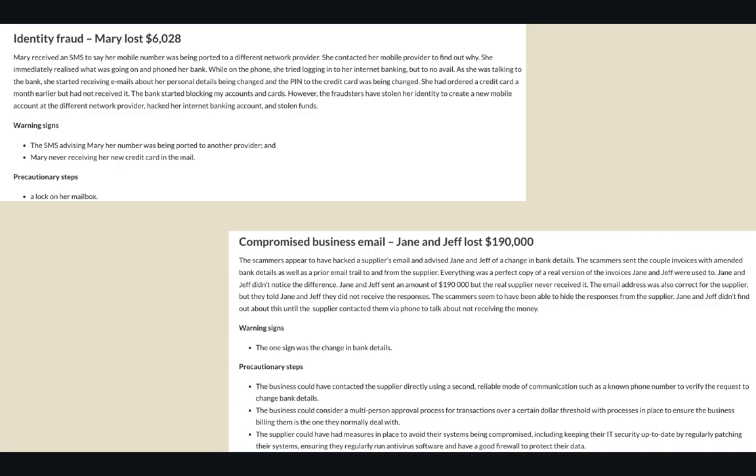So the top one is going to be identity fraud, which is one of the biggest scams and schemes that we have. People getting their identity stolen.